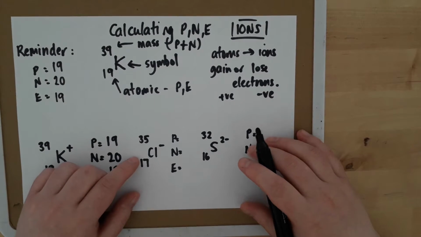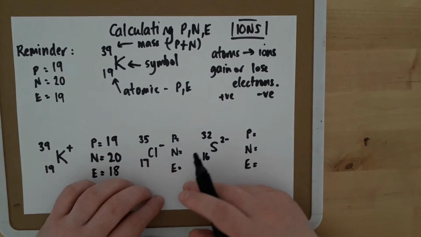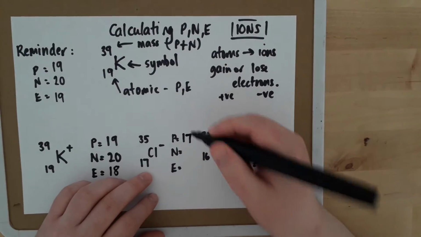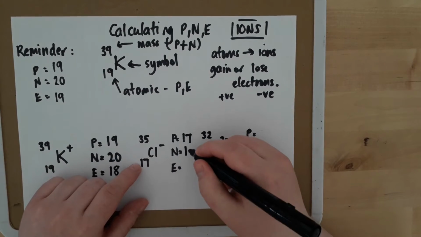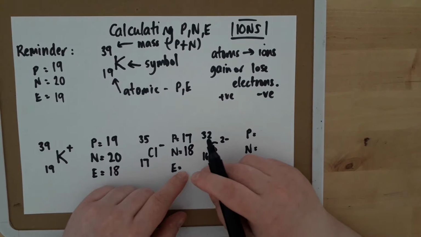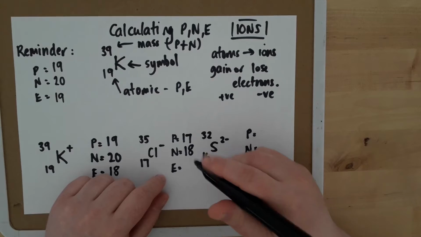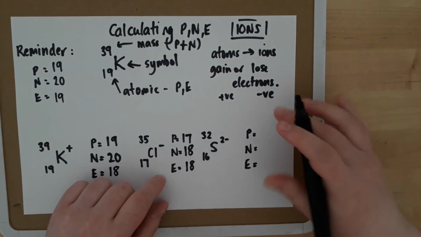If I look at the second example, I've got chlorine 17, 35 and minus. So my protons, again, same as the atomic number, 17. Neutrons are still the difference between the two, so that's still 18. But my electrons have changed because I'm 1 minus, which means I've gained 1. So instead of being 17, I'm also 18 this time.